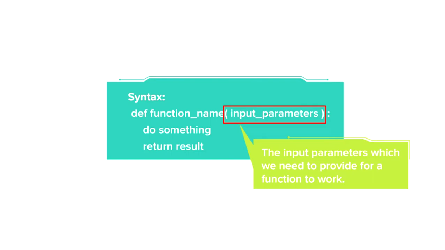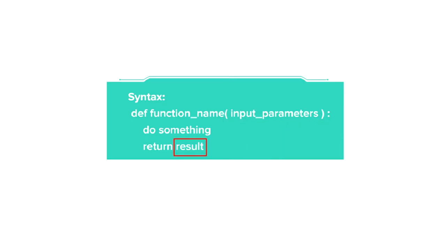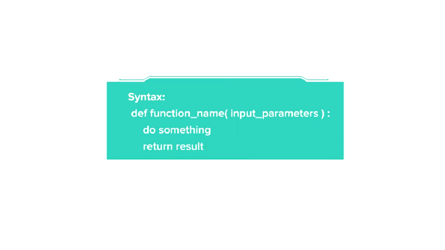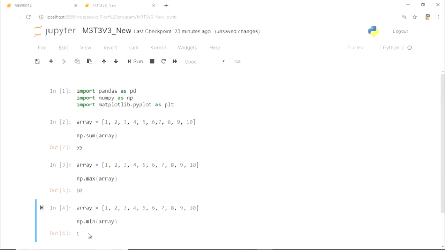Inside the brackets are the input parameters which we need to provide for a function to work. It is similar to setting a timer for the washing machine. Using the information provided as the parameters, the function performs a specific task. You should note that a function may or may not return something. Let's see how it would look like in Python.